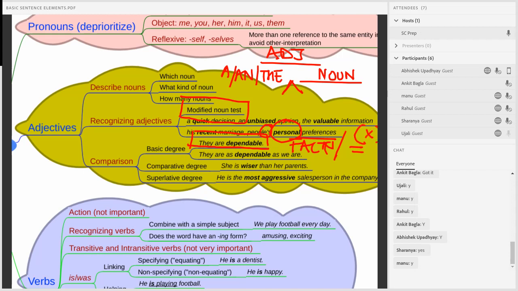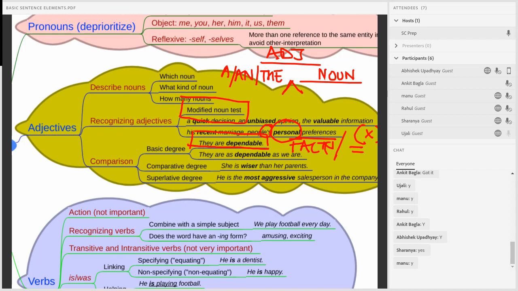What do I mean by X? If you say they are as dependable as we are, basically we are 1x and they are 1x, equal. If we say they are twice as dependable as we are, they are 2x and we are 1x. Similarly, if we say they are thrice as dependable, basically you're taking something that's the same and multiplying it twice, thrice, 4 times, 5 times, like that.